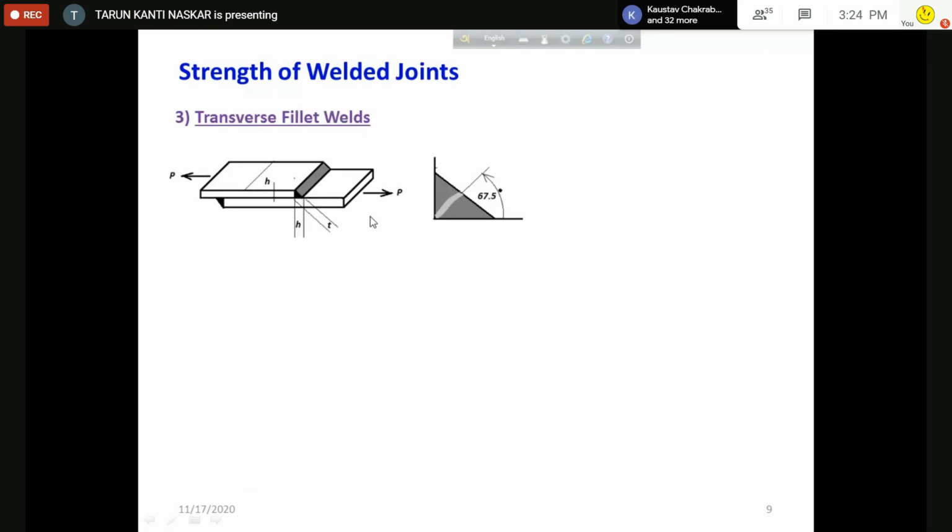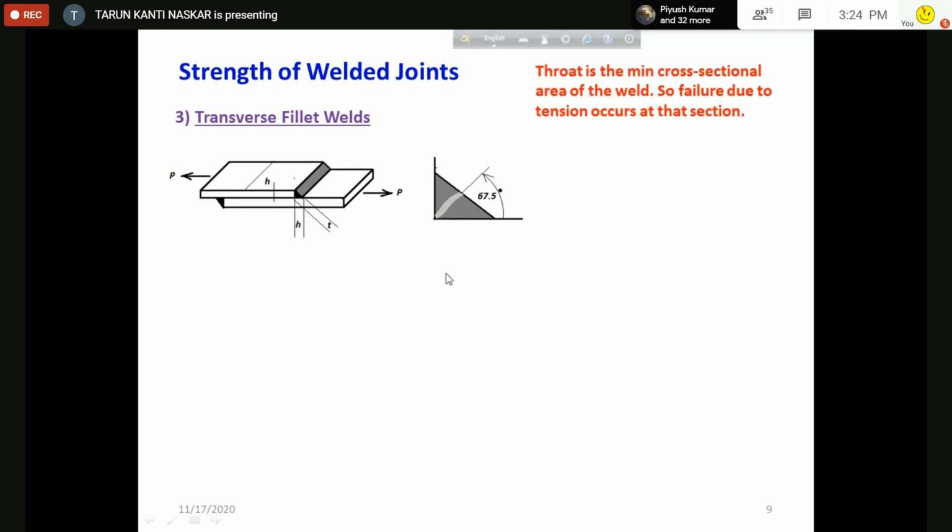Now transverse fillet. When the load is applied in this manner, the joint is here, so it is transverse. Now this is P, this is P, this is T, that is the throat, and this is H. H is also the plate thickness, normally made equal to the plate thickness, as mentioned in the earlier slide. So the throat is the minimum cross-sectional area of the weld, and it is minimum at 45 degrees.